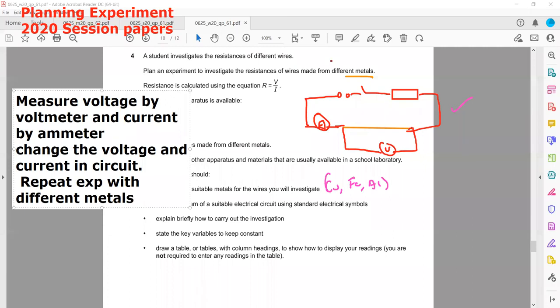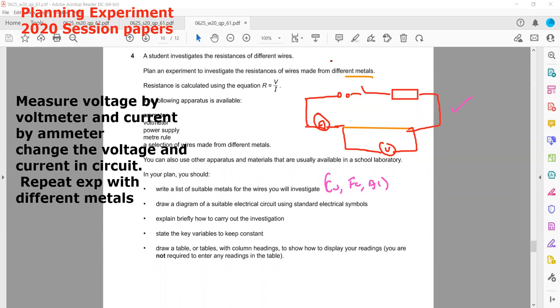Like first we did for say copper, then we changed the voltage and current for copper and we removed the copper. Then we did for iron and we changed voltage and current. Then we remove iron and repeat for aluminum and change voltage and current. Then explain how we carry out the investigation. That is a procedure.